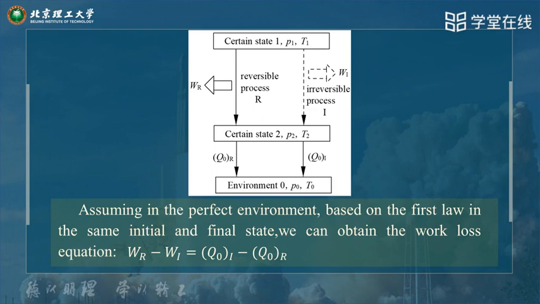Based on the first law, for the same initial and final states, we can obtain the work loss equation. WR minus WI, the work loss between the different processes, certainly equals Q0I minus Q0R, which means Q0I is larger.